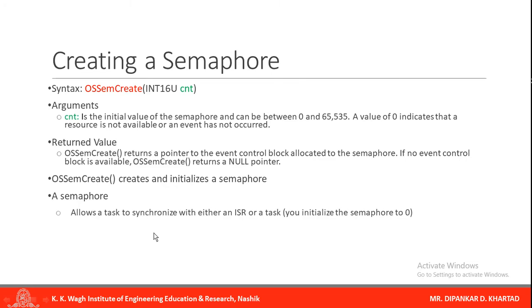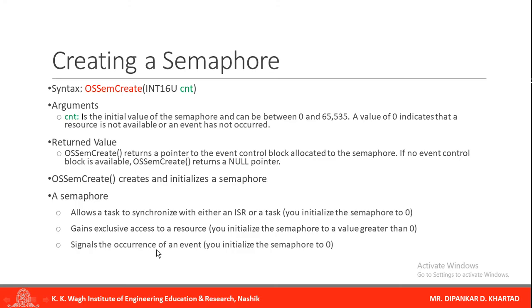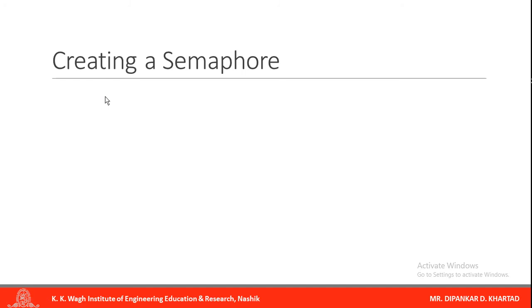Now a semaphore allows a task to synchronize with either an ISR or a task. It gains exclusive access to a resource and signals the occurrence of an event. So this syntax is very important as far as creating a semaphore is concerned.